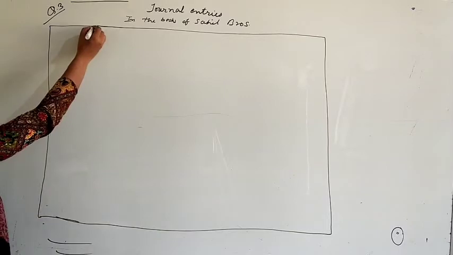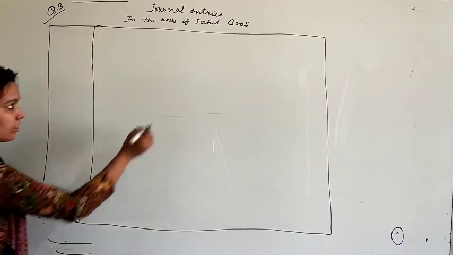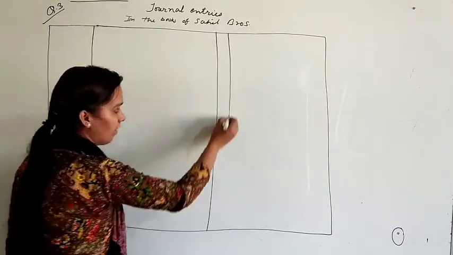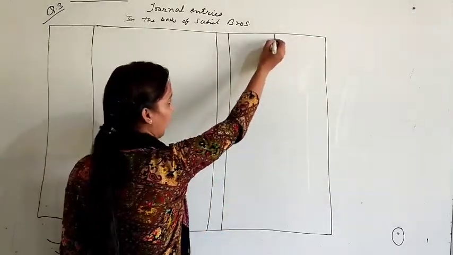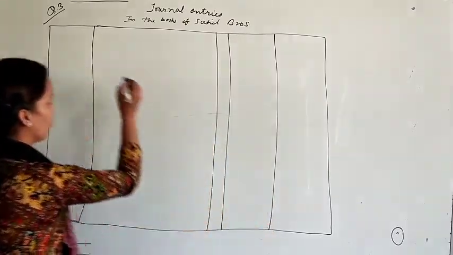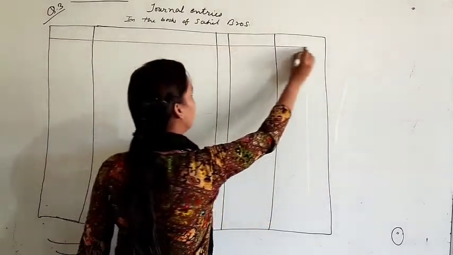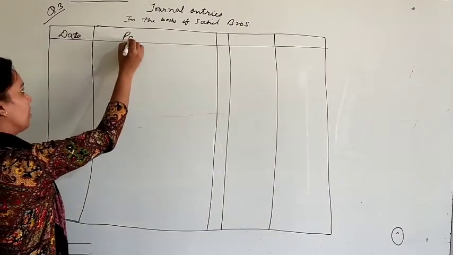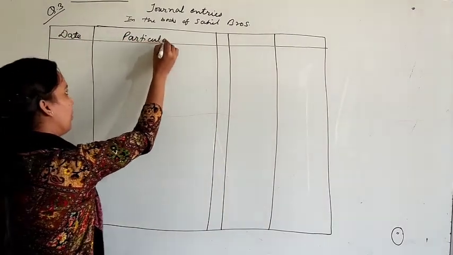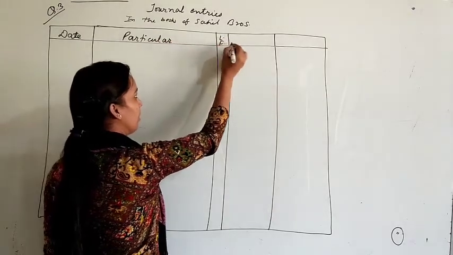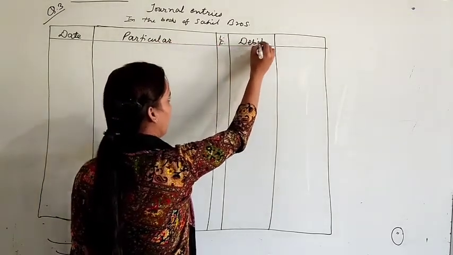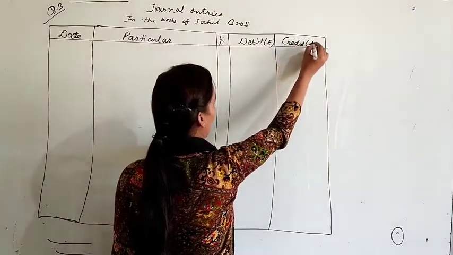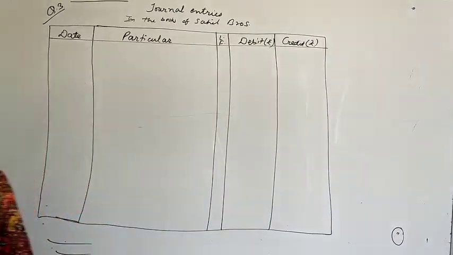So what was the format of journal entries? Date. The next column is for particulars, then LF, and the next two columns are for amount. Date, particulars, LF, this is the debit amount, and the next one is the credit amount. Okay, so let's start the first transaction.